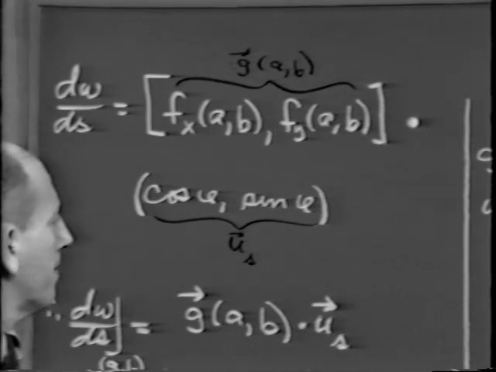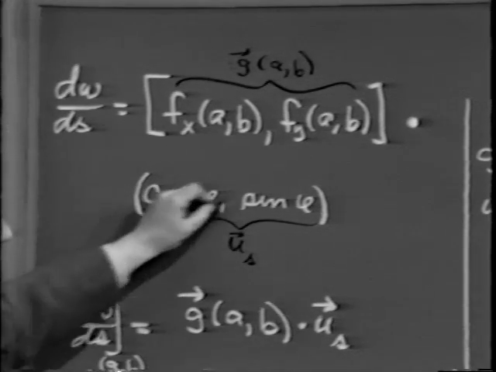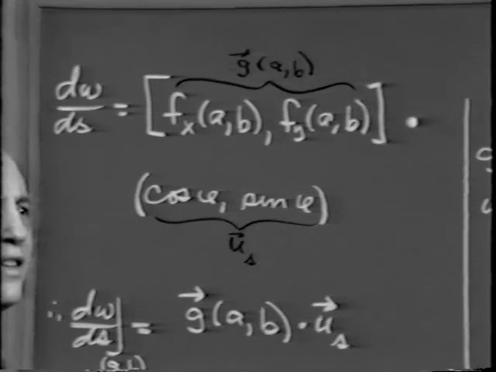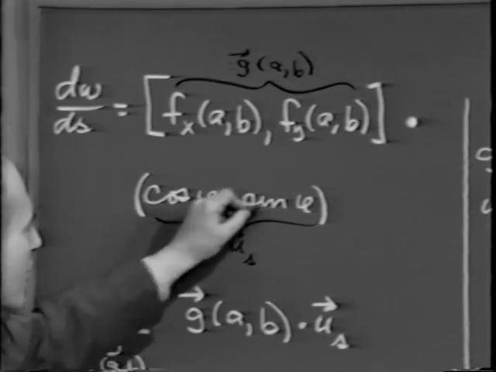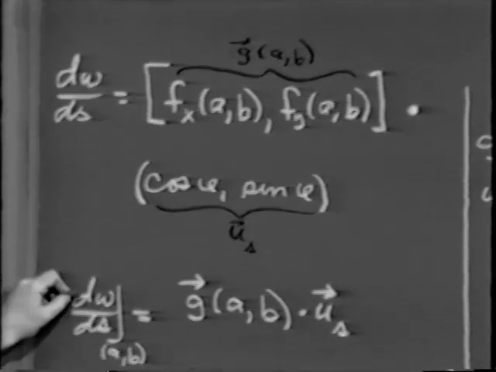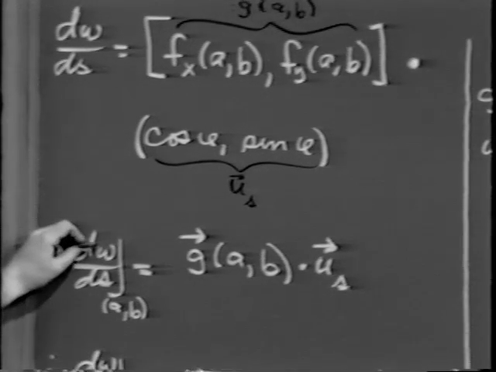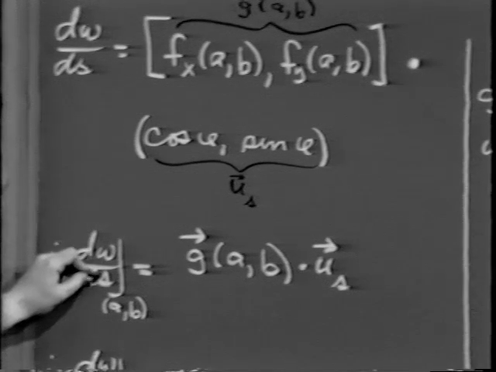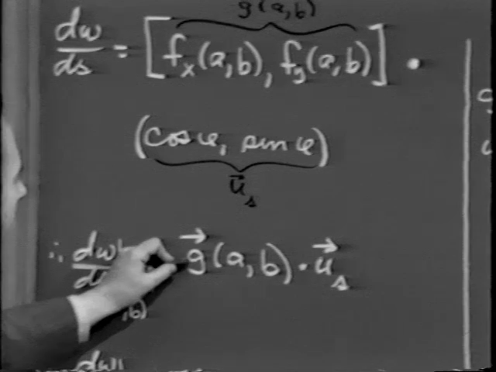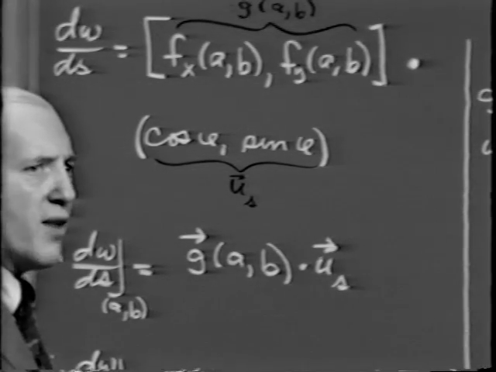It's a two-tuple. On the other hand, the other vector, cosine phi, sine phi, hopefully you recognize by now, is nothing more than the unit vector in the direction of s. You see, this is the unit vector in the direction of s. So if I now use my abbreviation, dw/ds evaluated at (a, b), in other words, the directional derivative of w in the direction of s evaluated at (a, b), is just my vector g of (a, b) dotted with the unit vector in the direction of s.